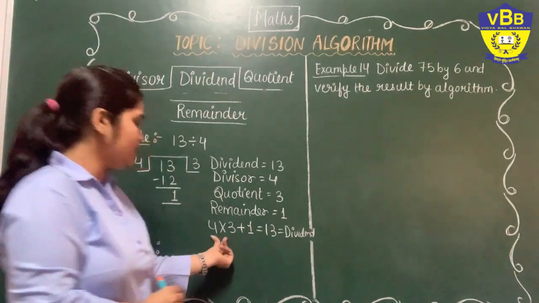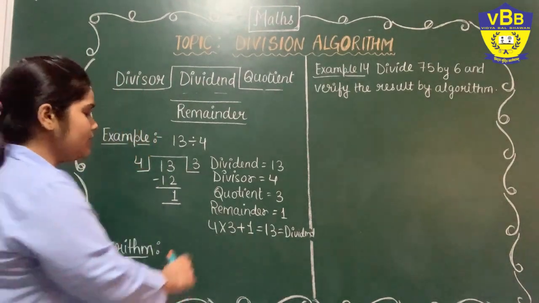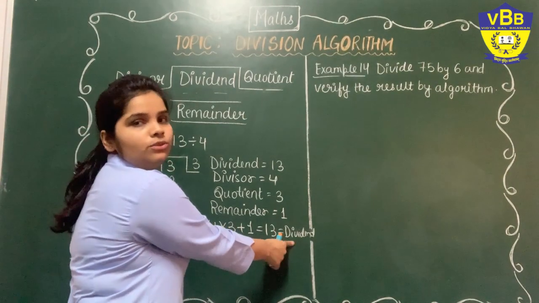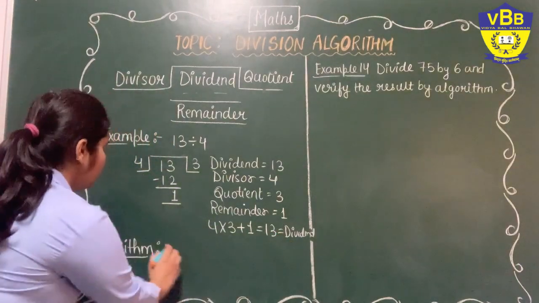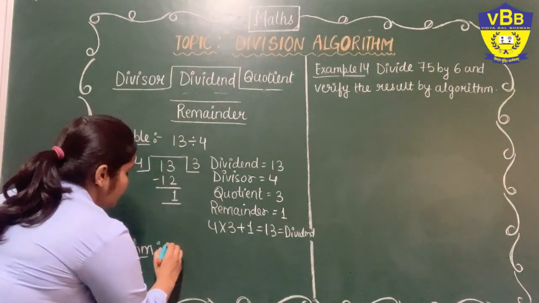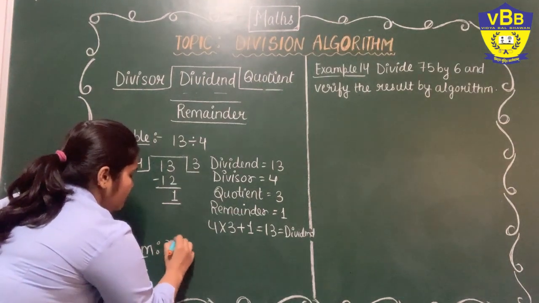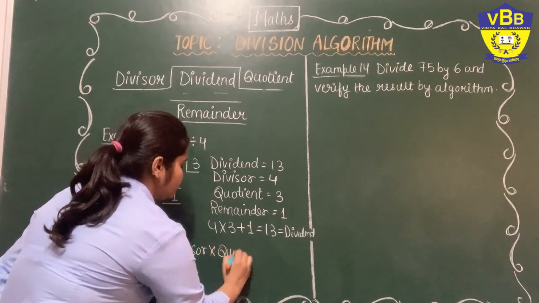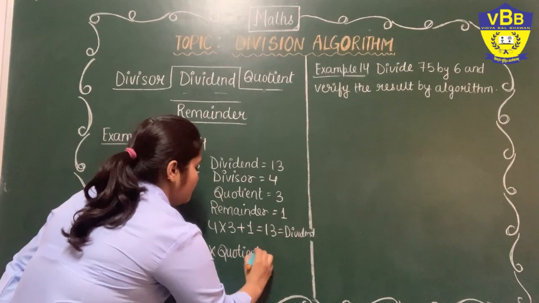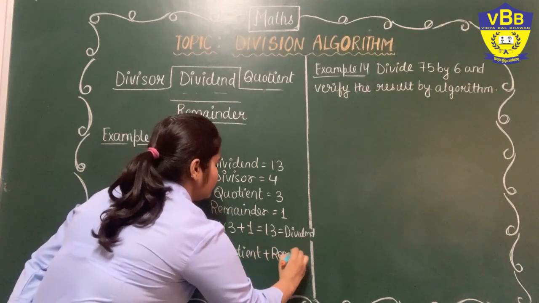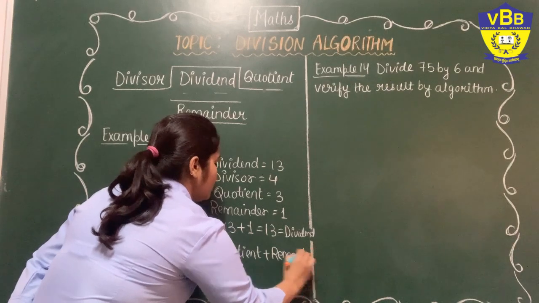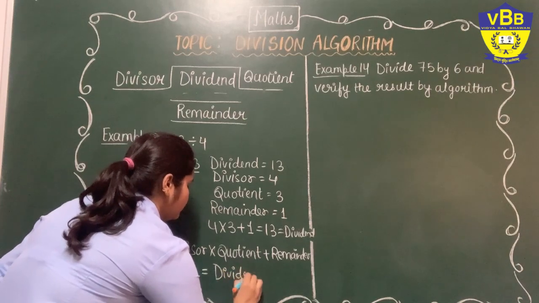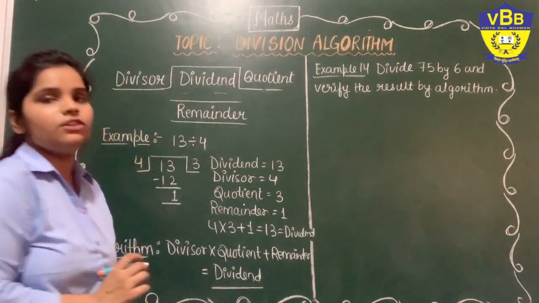So this is basically the division algorithm. What is it? Divisor multiplied by quotient plus remainder is equal to dividend. So we got the algorithm as: divisor multiply quotient plus remainder is equal to the dividend. This is our division algorithm.